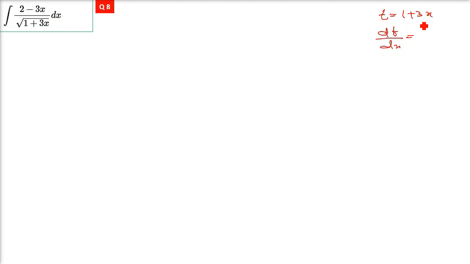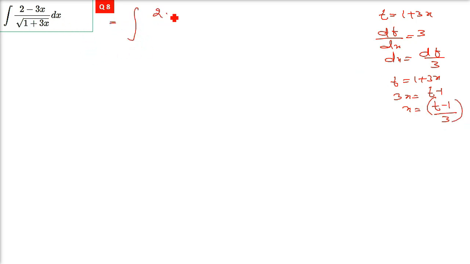The best thing is take 1 plus 3x as t, differentiate both the sides. When you differentiate both the sides, you're going to get dt by dx equals 3. So whenever we have dx, we will replace it by dt by 3. This is the first thing. The second thing is, since t is 1 plus 3x, x has to be replaced by t. So we have to have a relationship between x and t, which is given by x equals t minus 1 by 3. And that's what we are going to place in the original equation.